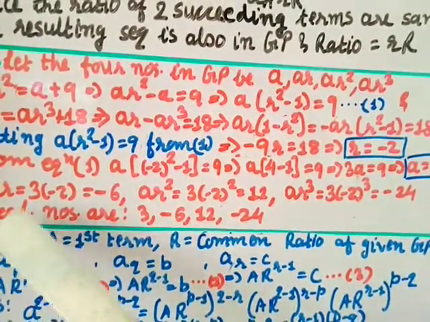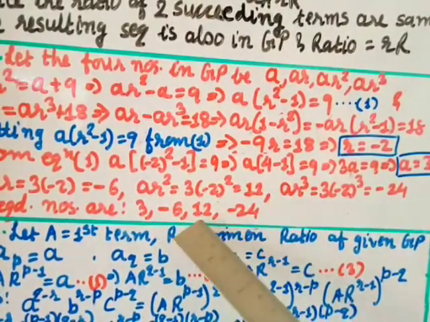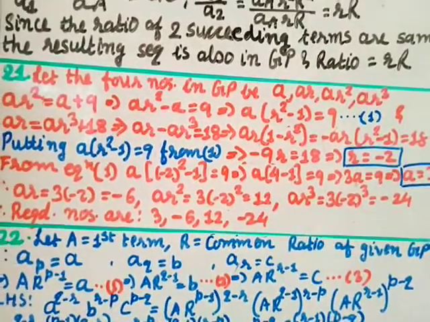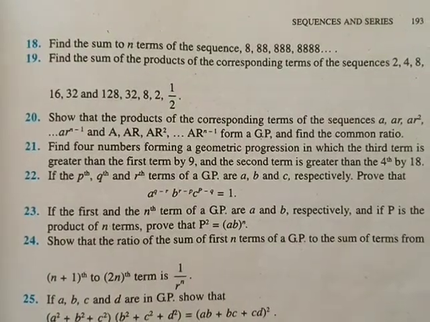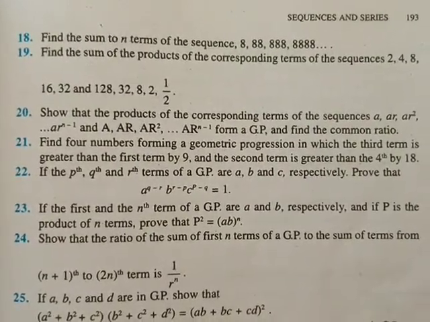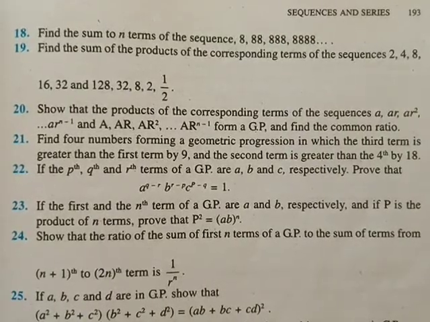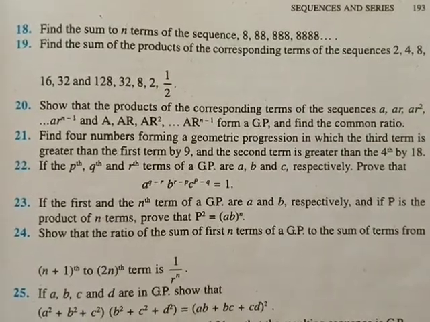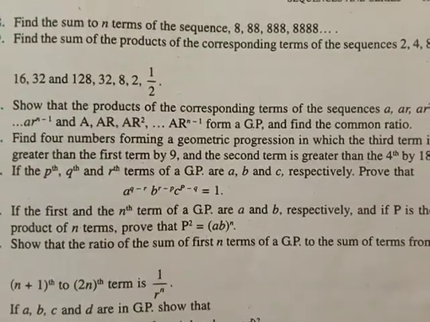Therefore, the required numbers are 3, minus 6, 12 and minus 24. So that is the solution for question number 21. Question number 22. If the pth, qth and rth terms of a GP are a, b and c respectively, prove that a power q minus r, b power r minus p, c power p minus q equals 1.